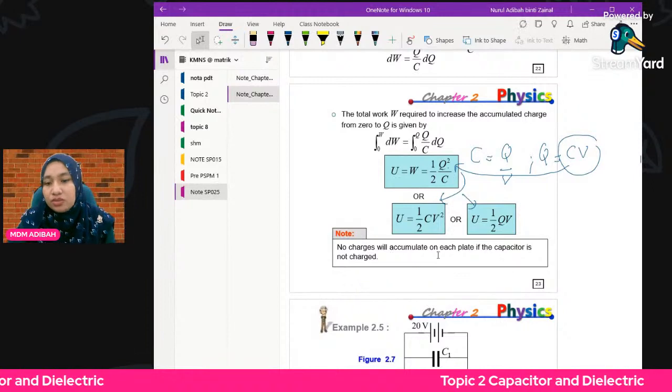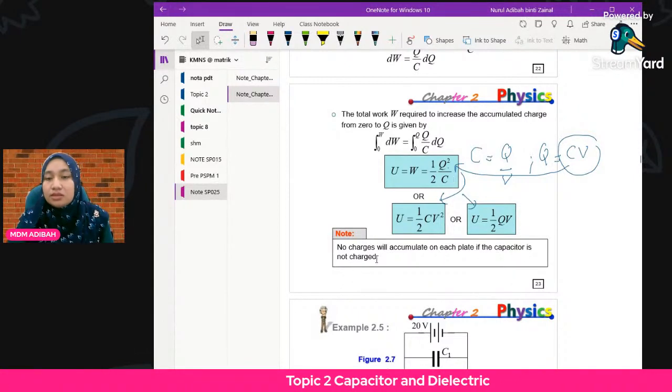No charges will accumulate on each plate if the capacitor is not charged. Logic lah kan.